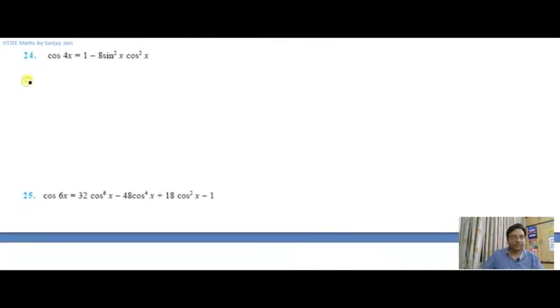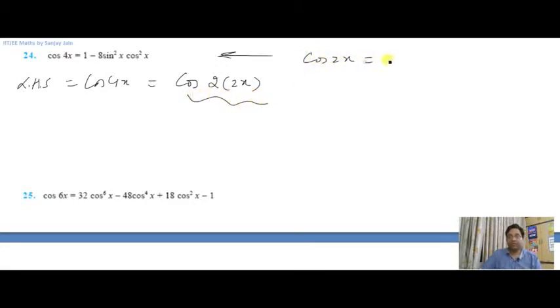So let us focus on the next one. Now the left hand side is cos 4x, which can be written as cos 2 of 2x. Now if you see, on the right hand side, I require 1 minus 8 sin square x cos square x. So to start with, I am writing this formula as cos 2x is equal to 1 minus 2 sin square x. Then I'll proceed further and check whether I can reach the required right hand side or not. So if I write it as 1 minus 2 sin square 2x, because this is the angle here, and 1 minus 2 sin square 2x.